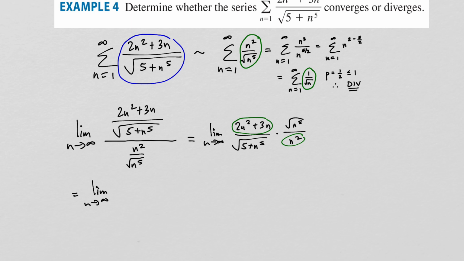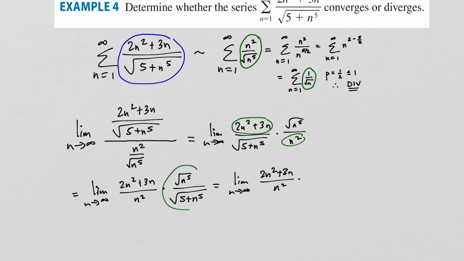So I'm going to put 2n squared plus 3n over n squared. And then times we have the square root of n to the fifth and the square root of 5 plus n to the fifth. Now I'm being very detailed here, showing all my steps. So we have 2n squared plus 3n still, divided by n squared. Now what I'm going to do here is combine these into a single radical.